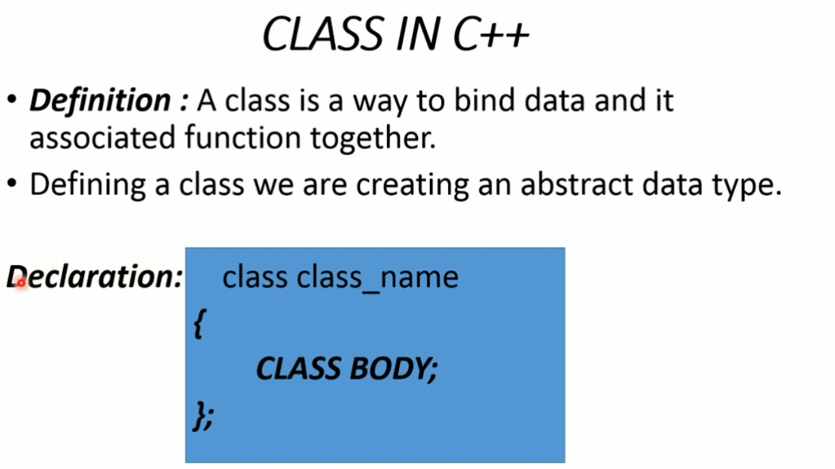So here is how we declare a class. Firstly we write the keyword class, then the class name, then the body of the class opens. Here we write whatever we are going to put in the class, and then the body closes, followed by a semicolon.